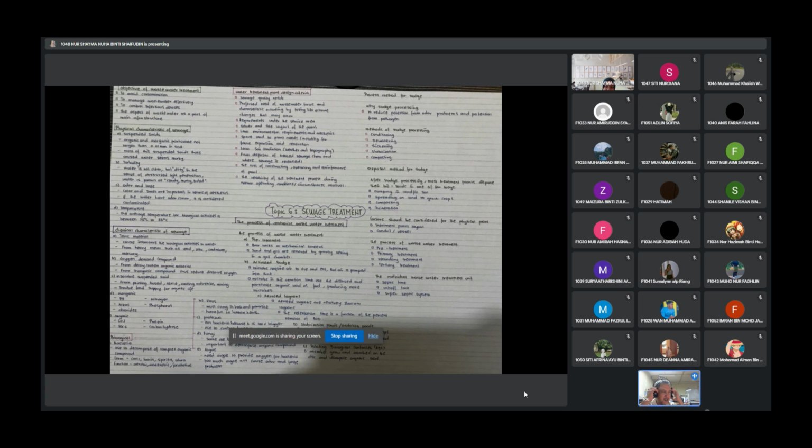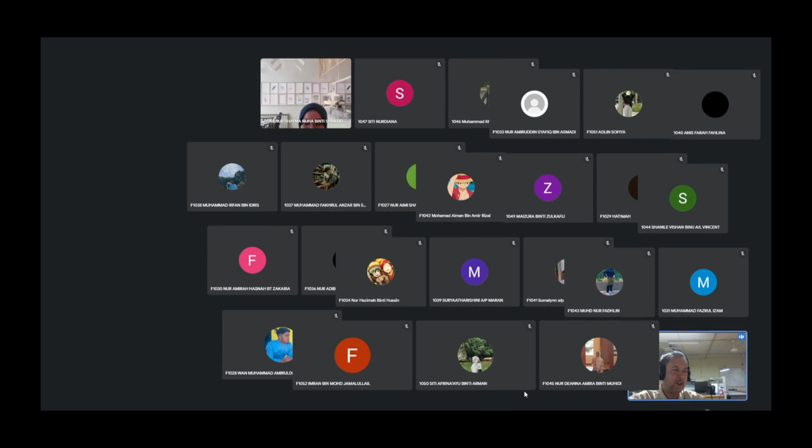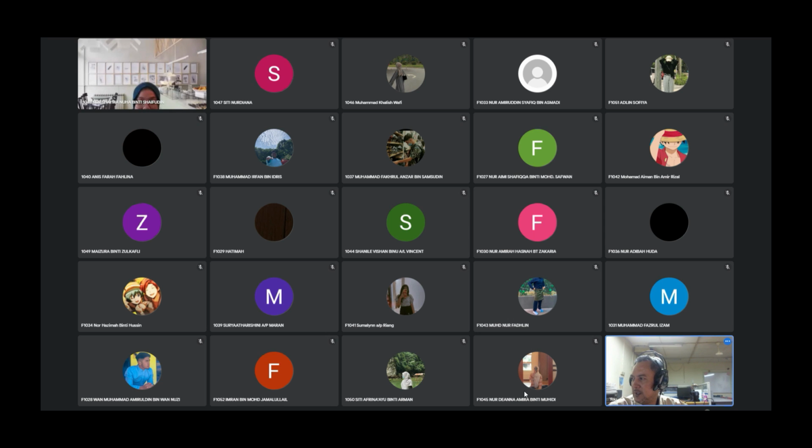Okay, soalan saya, memang ada garis ke awak punya kertas ni? Awak yang buat? Saya buat. Okay, no problem. Okay, terima kasih. Sama. Terima kasih.